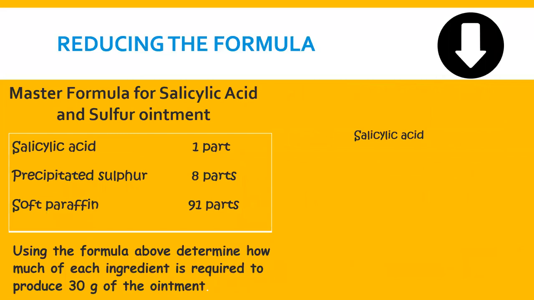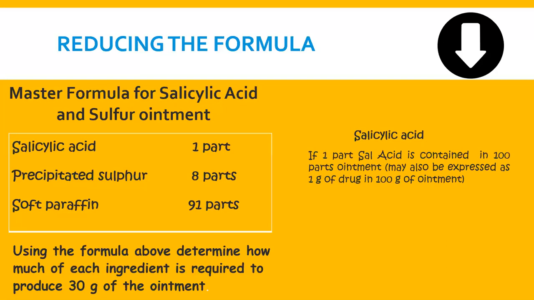All right, so we're going to be reducing the formula then. If we're going to be making 100 parts, which could be viewed as 100 grams because the ointment is made in terms of weight, then we are going to have to reduce the formula if we're going to produce 30 grams. So let's take the first ingredient, the salicylic acid, which is 1 part, or we could say 1 gram of that whole 100 grams of ointment.